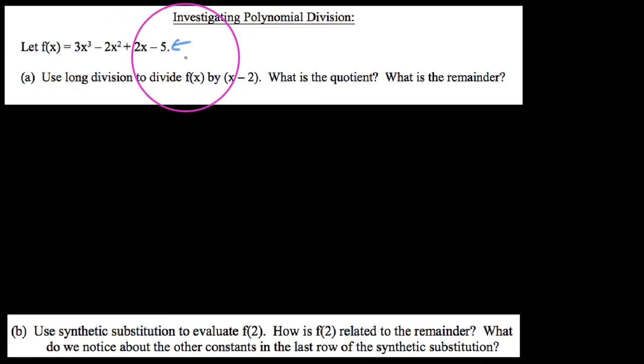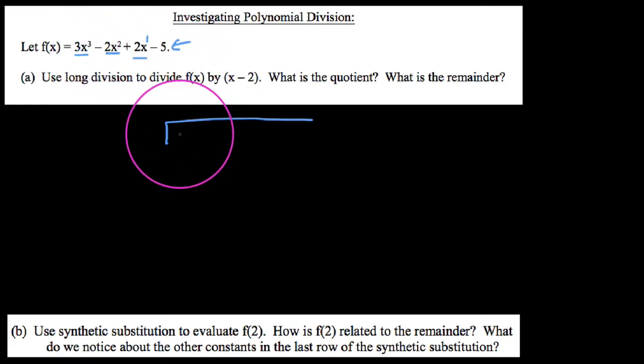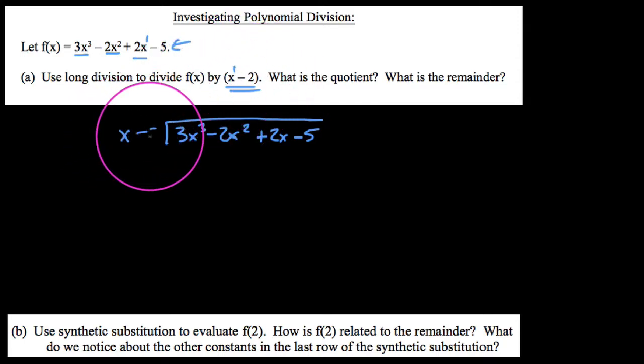So we say that this is our dividend, and it's the thing that goes inside of our array. And I notice that I have an x cubed, an x squared, an x to the first, and an x to the 0 term here. So we don't have to fill in any zeros. We have every term that we need to have here. So minus 2x squared. We're going to take this plus 2x to the first minus 5. And we'll divide all this by our linear divisor, which I call a linear divisor because it's a first degree divisor, but we say x minus 2.